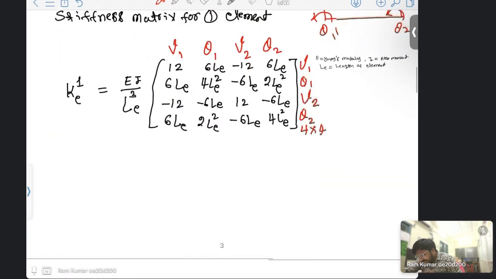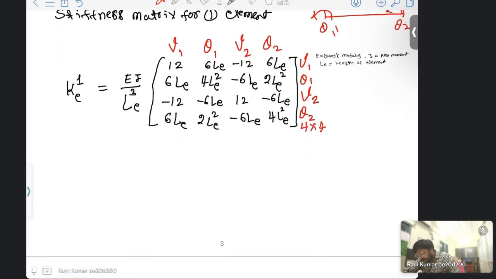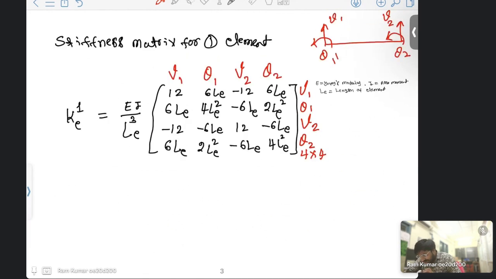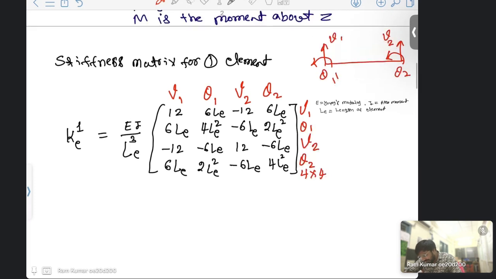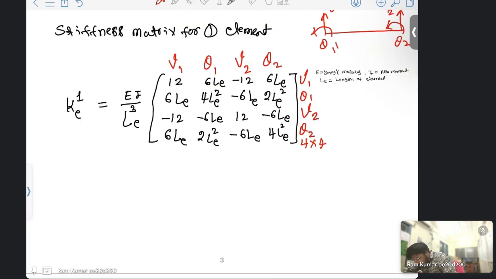I think there is no, okay, that you can do that one. For the second element, similarly, we have to find the mass matrix. So, mass matrix for the second element. What will be the mass matrix?